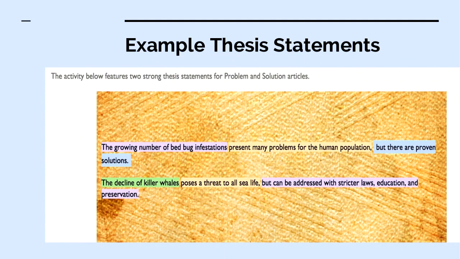Okay? So the problem is the decline of killer whales. It poses a threat to who does it affect? Sea life. And what are the solutions? It can be addressed with stricter laws, education, and preservation. Okay? These are all really good theses because it's third person, doesn't reflect your personal opinion, and can be backed up with valid research, and that's what the rest of the essay will be. Okay? So again, problem, who is the problem for, and what are the solutions?